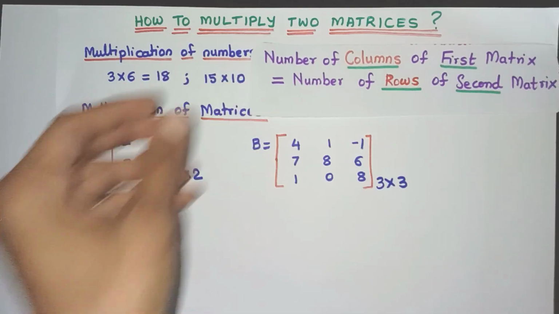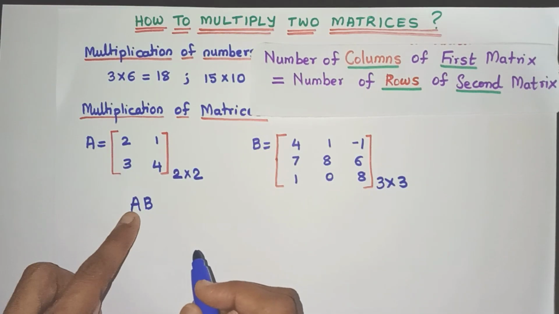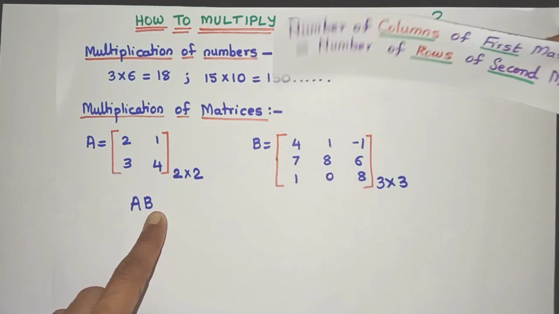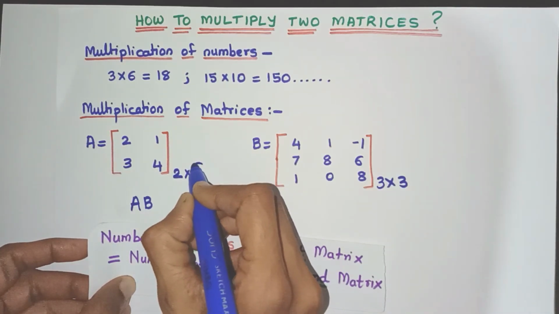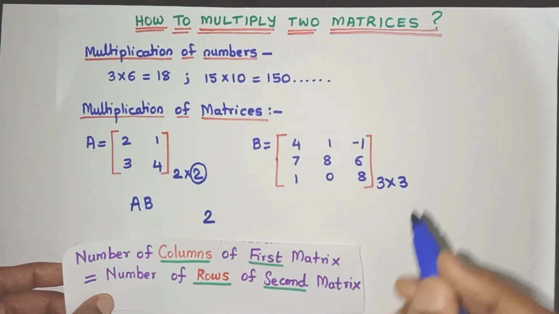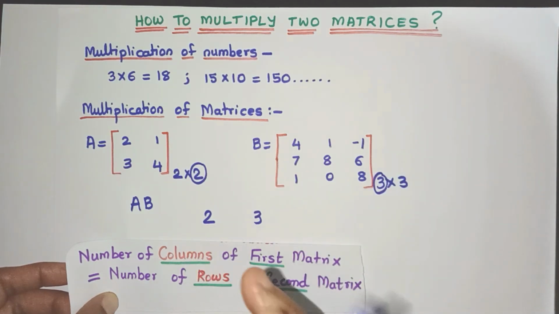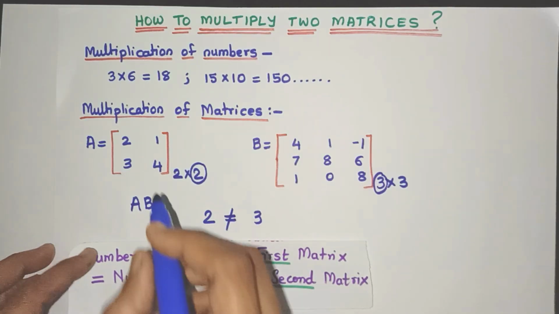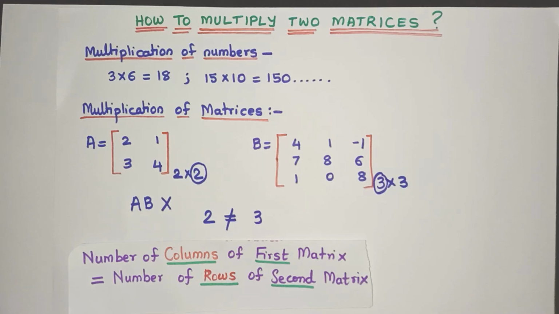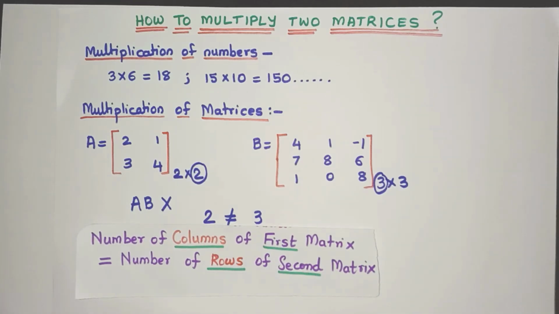Now, suppose I want to find out what A multiplied by B is. Okay, so my first matrix is A, the second matrix is B. So what do I need to do? I need to find out the number of columns of the first matrix. So that is going to be 2. And I have to check the number of rows of the second matrix, which is 3. Now, are they equal? Definitely they are not equal. So because they are not equal, we cannot find out A multiplied by B, friends. So that's why we cannot multiply any two matrices. First, we have to check if this condition is satisfied.